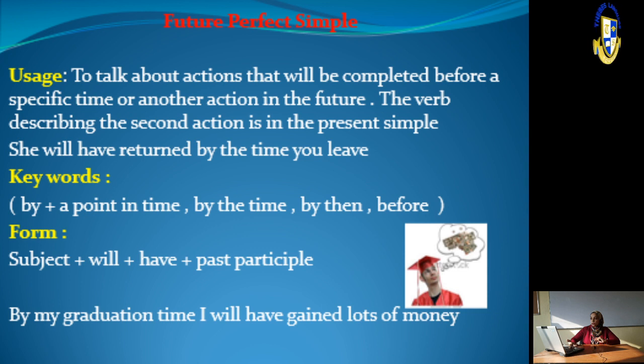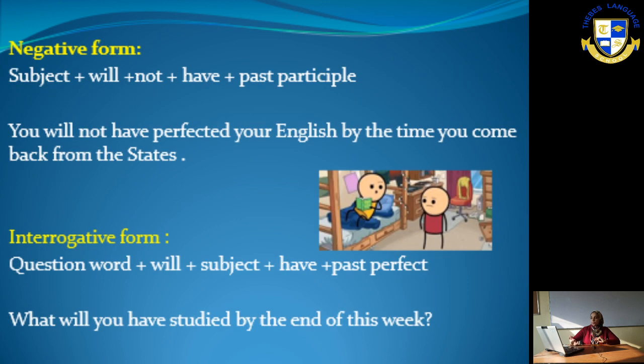Now let's go to the other slide here. The negative form: subject plus will not, and most of the time we say won't, plus have also, and past participle. You will not have perfected your English by the time you come back from the States. It means that you have to stay more to make your English perfect.